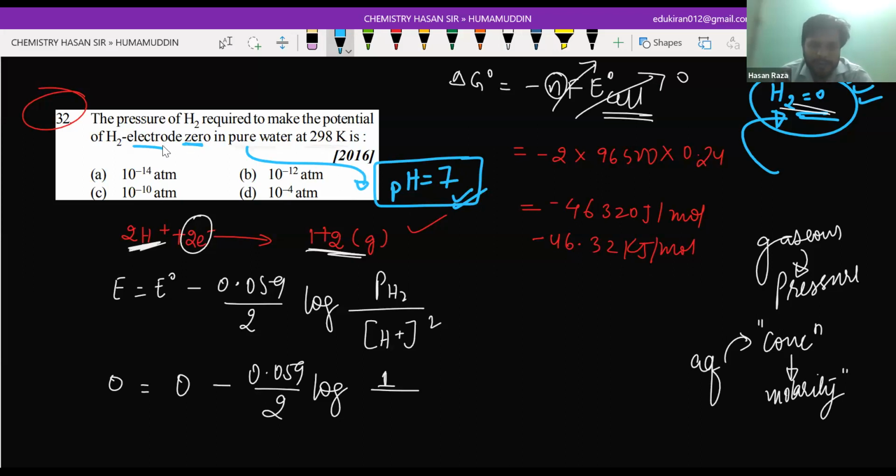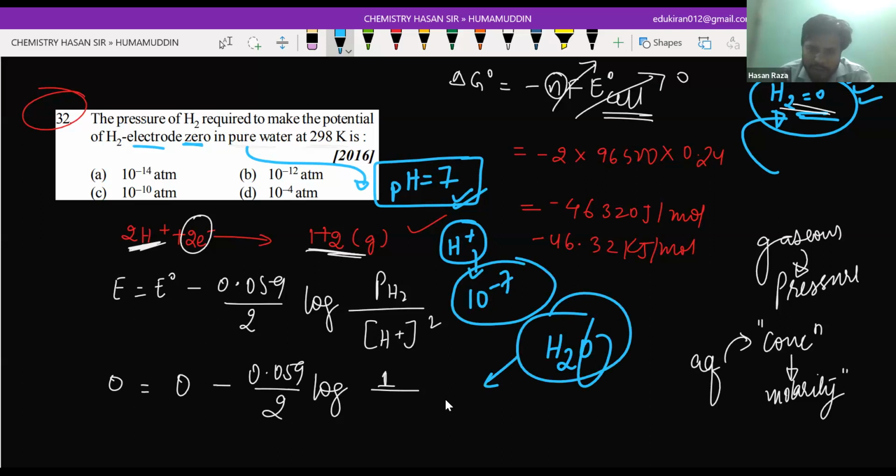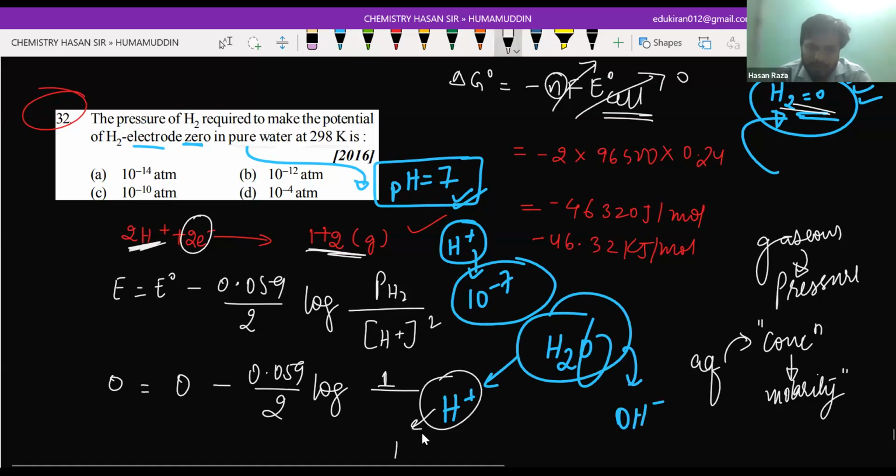Now, since H plus is there, what will be the concentration of H plus? It will be 10 raised to the power minus 7. See, this question is quite good. In water, you have two parts, H plus and OH minus. Yes or no? Yes, sir. So this will be 10 raised to the power almost minus 7, because it is pure water and almost neutral, so pH will be 7. 10 raised to the power minus 7. Yes or no? Yes, sir.